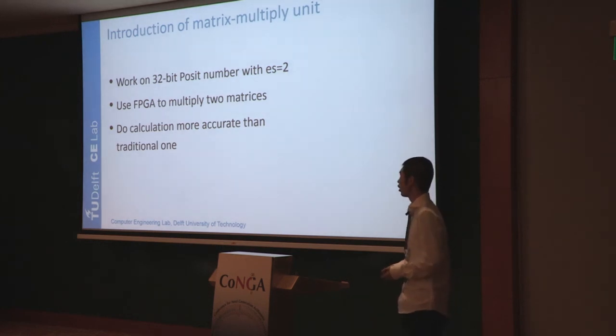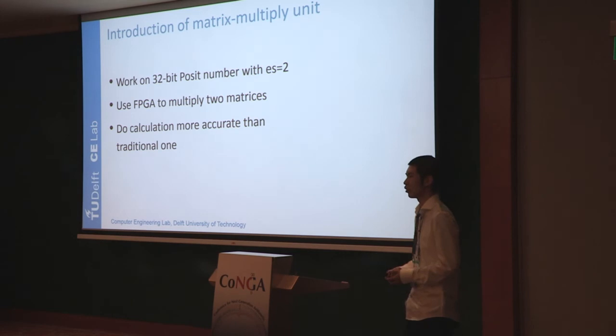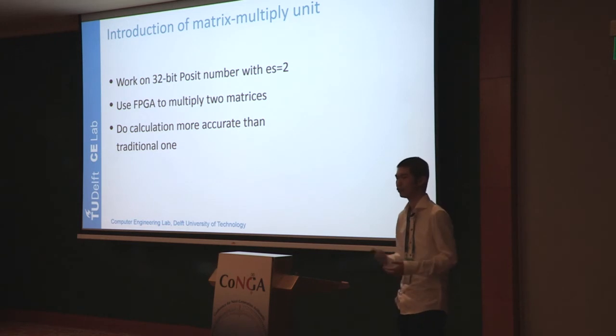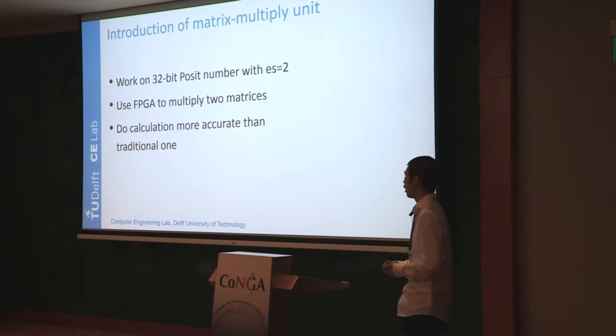My design works on 32-bit posit numbers with ES equal to 2. And it can use the FPGA to do the multiplication of two matrices. It can do the calculation more accurately than the traditional one.